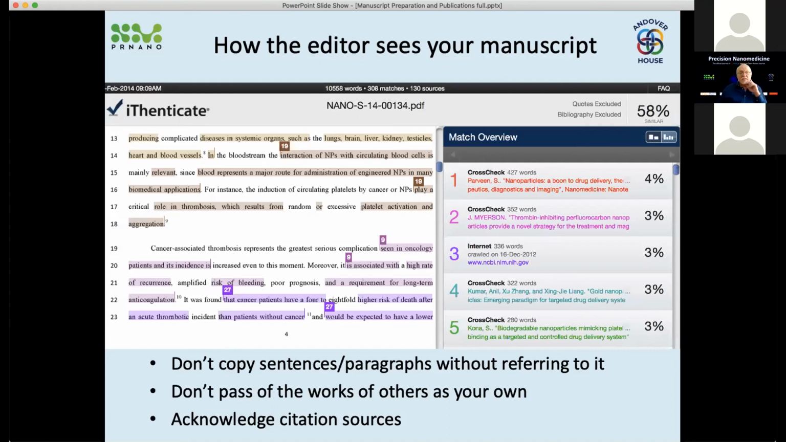So this is how I see your manuscript through the cross-check program of the ITED. The color coding shows where it comes from.